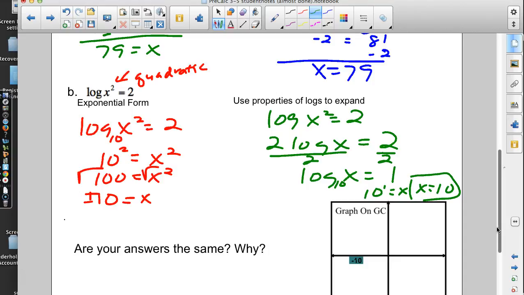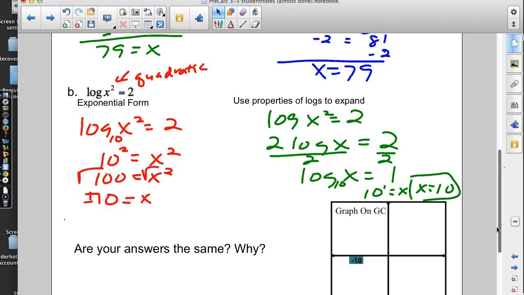So, using the properties of logarithms is not always necessarily the best idea. We would have to realize, wait a minute, this was quadratic up here. It should have 2 solutions. What on earth happened? And when we graph it, we would definitely see that. So that's the other piece we need to do.